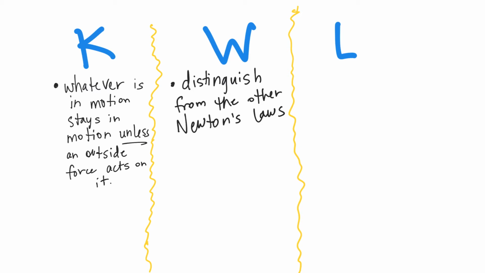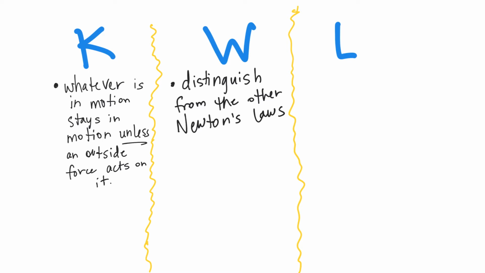And then another class did know whatever's in motion stays in motion unless an outside force acts on it. And they wanted to know, how can I distinguish it from the other Newton's laws? So this is just the reason the L column is blank right now. This is where we will enter what we have learned after we've learned it.